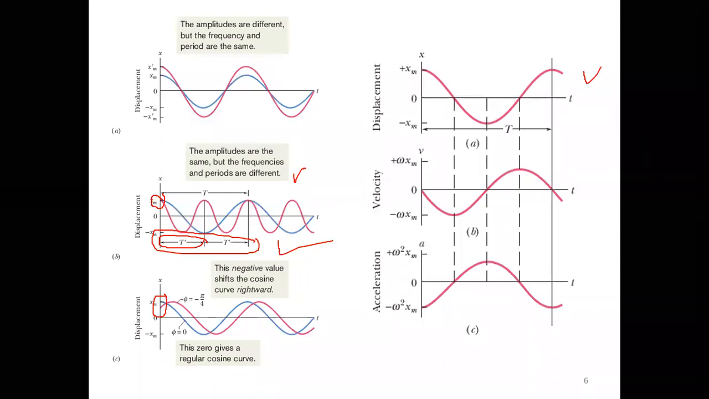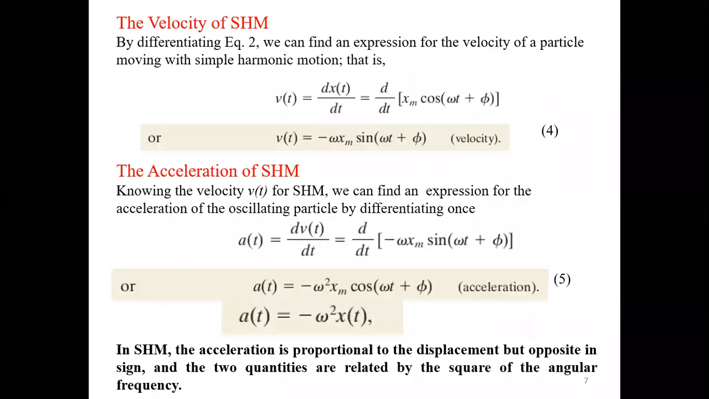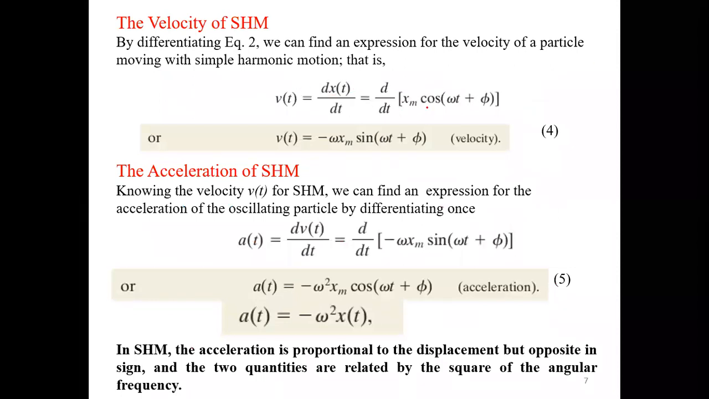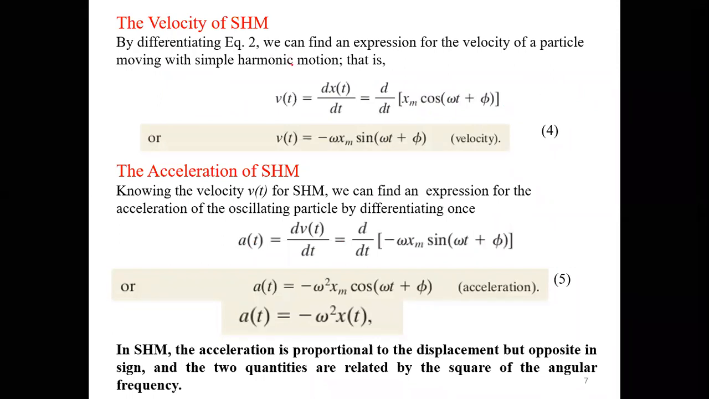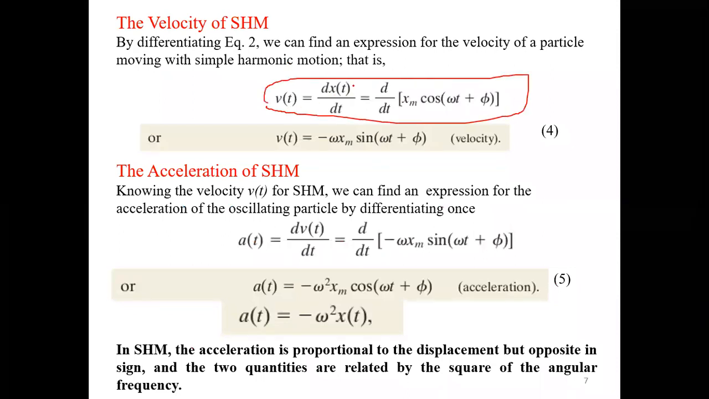If we come later here, you know x is actually x_m cos(omega t plus phi). So to find the velocity of a particle executing simple harmonic motion, we should differentiate the displacement with respect to t. So dx/dt will be minus omega x_m sin(omega t plus phi).